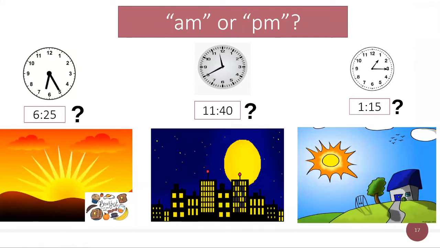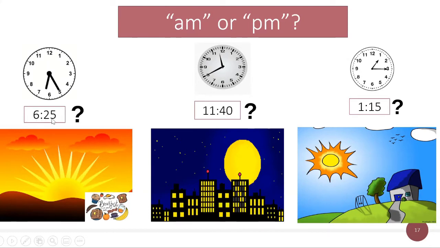For the first activity here, I want you to tell me whether it is AM or PM. I have given you the time. Here it's 6:25. Here it's 11:40, and here it's 1:15. Can you tell me whether it's AM or PM? Remember, AM means it's after midnight up until 11:59 in the morning, and PM means midday from 12 o'clock in the afternoon up until 11:59 in the evening, okay?